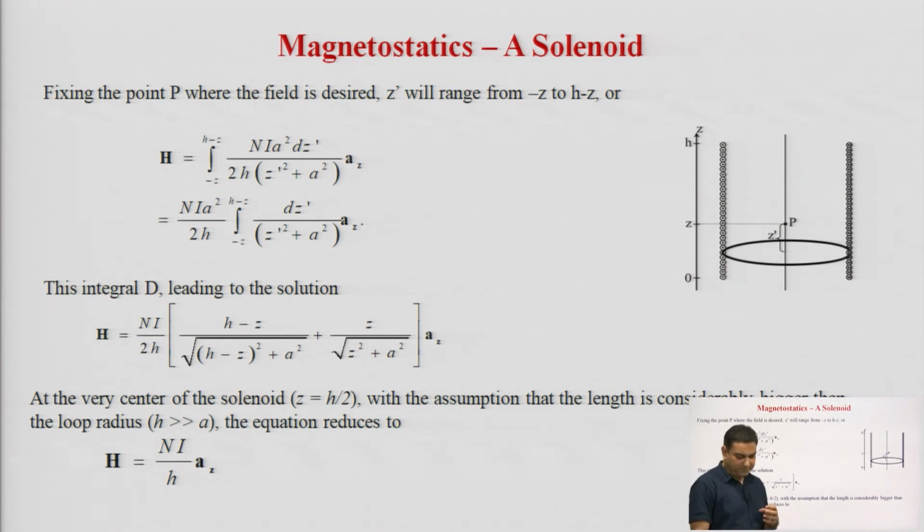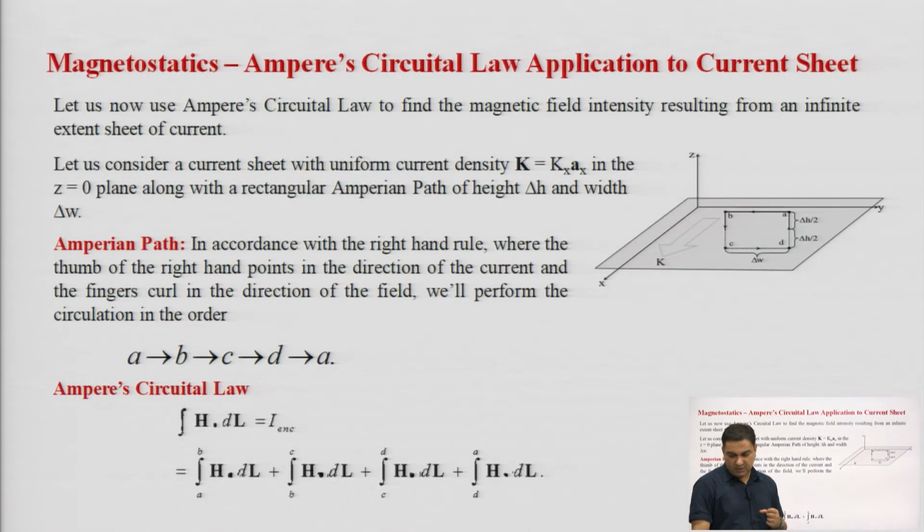So, simply we have described the magnetostatic field, its calculation for the solenoid, for the circular ring, for the line segment. Now, Ampere circuital law application to current sheet. When a sheet is carrying a current, how we can apply the Ampere circuital law.